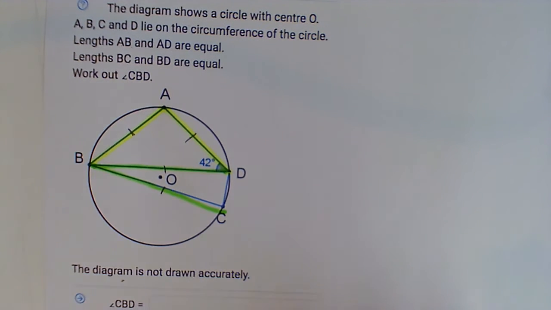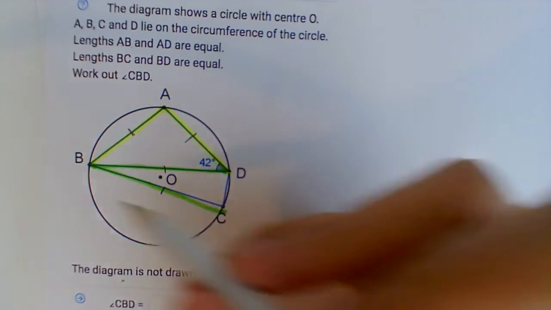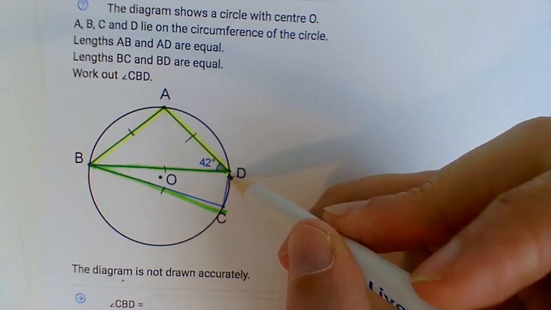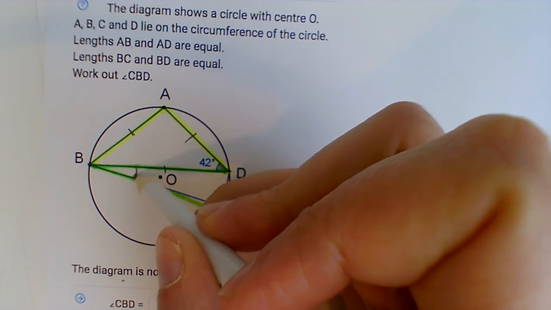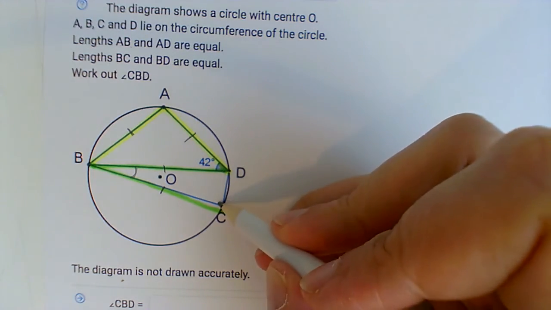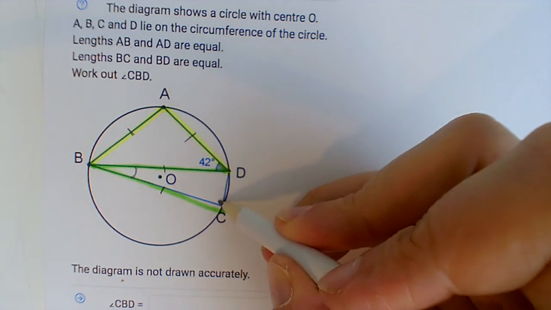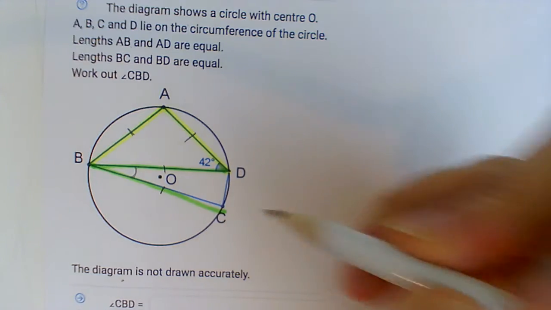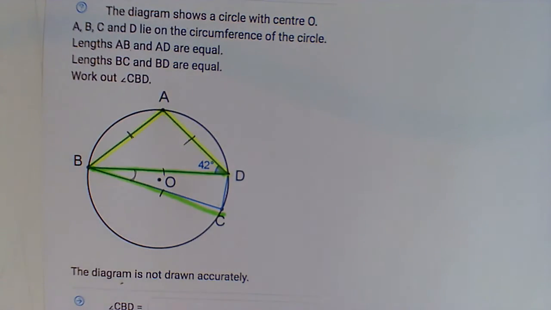And I want to be able to figure out angle CBD. I want this one there. Which means that I need to know an angle inside this triangle. I need to know either that one or that one. So let's think about what we can figure out first.